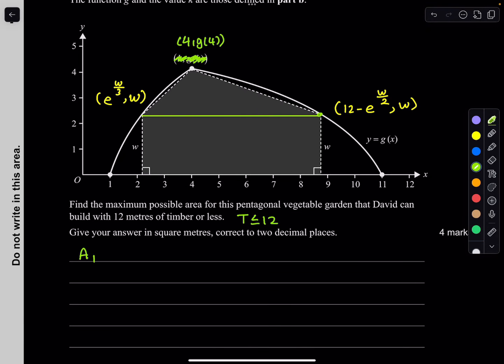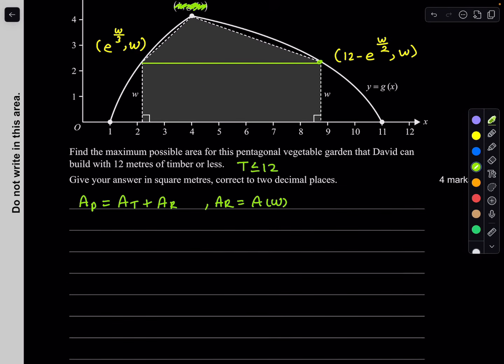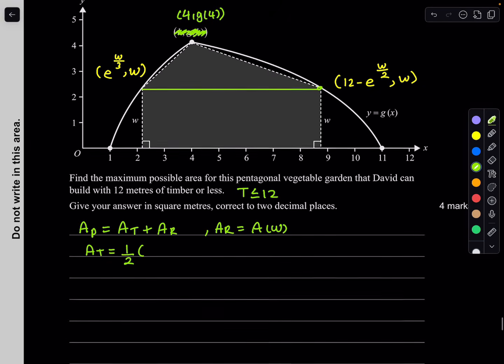So let's say the area of this pentagon is equal to the area of your triangle plus the area of this rectangle. Isn't that correct? And we know that the area of this rectangle is A of W. So the area of this triangle, we can calculate that. The area of a triangle, of course, is half your base. Now, what's the base though?